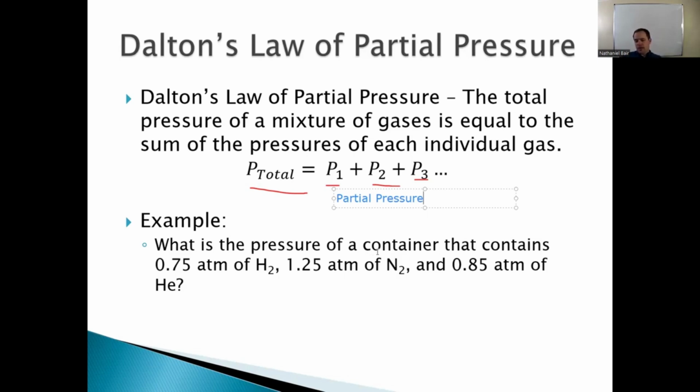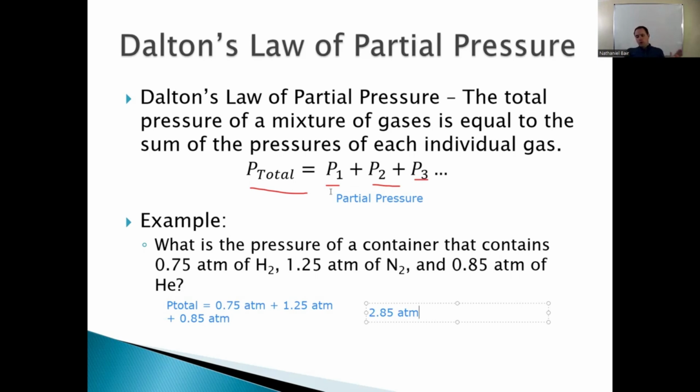What is the pressure of a container that contains 0.75 atmospheres of hydrogen, 1.25 atmospheres of nitrogen, and 0.85 atmospheres of helium? Well, the total pressure is equal to each individual pressure. So 0.75 atmospheres plus 1.25 atmospheres plus 0.85 atmospheres. And of course, we are going to get a total pressure of, what would that be? 2.85 atmospheres.